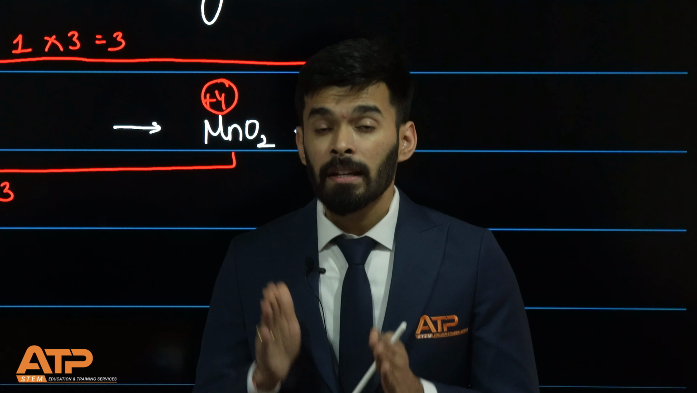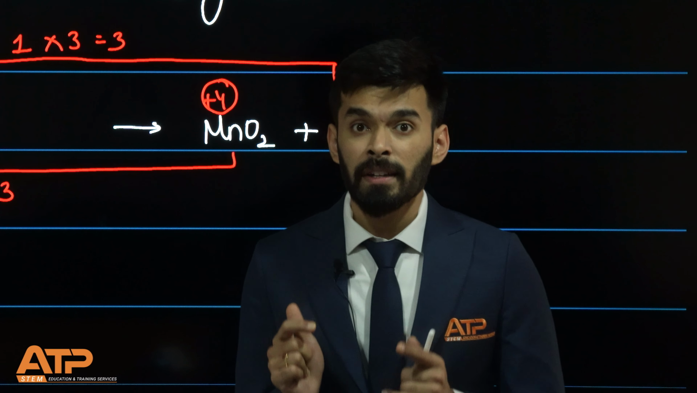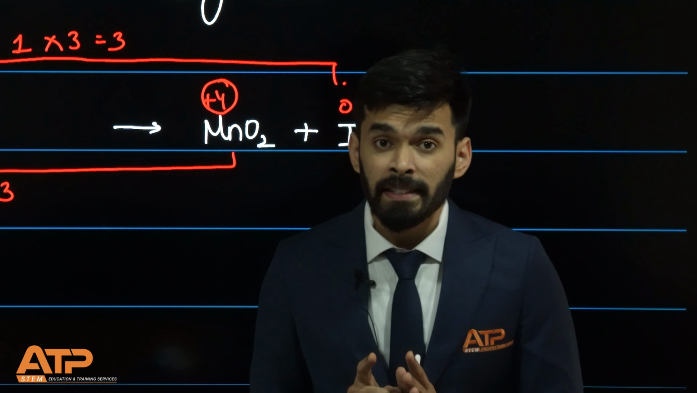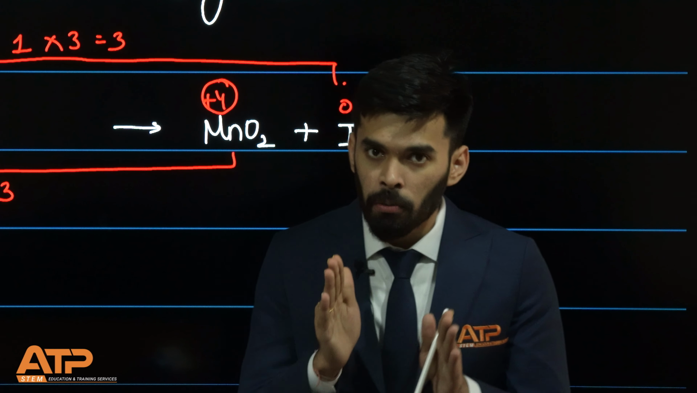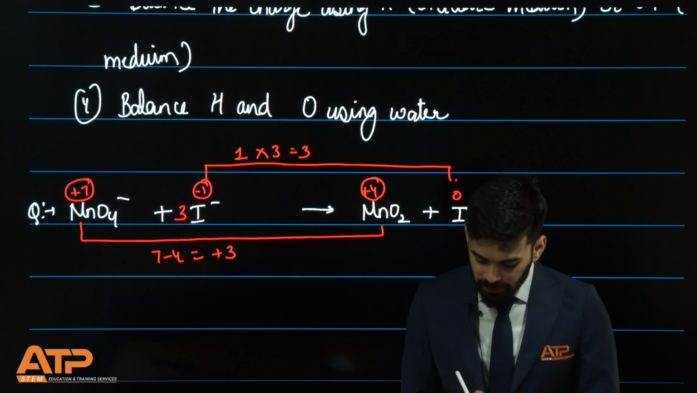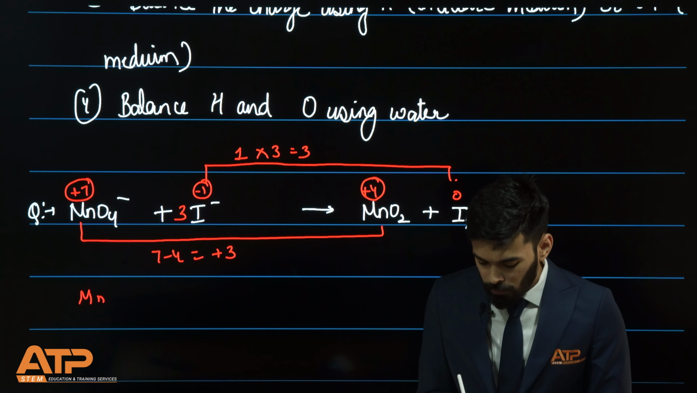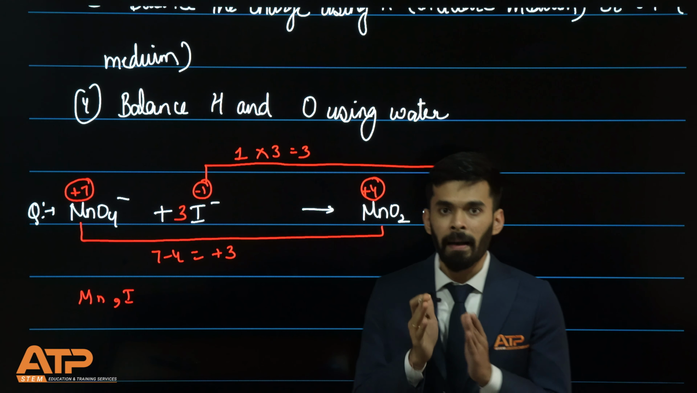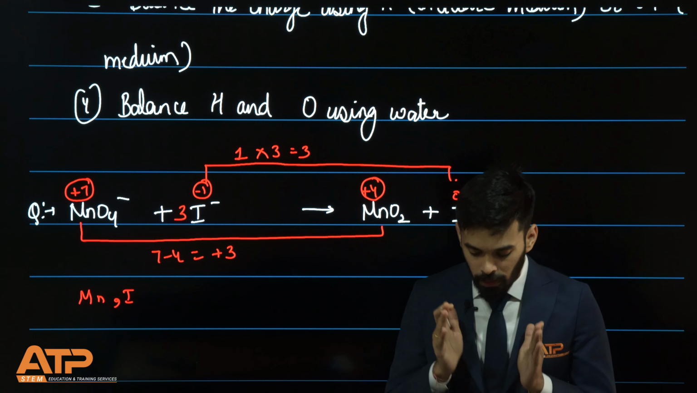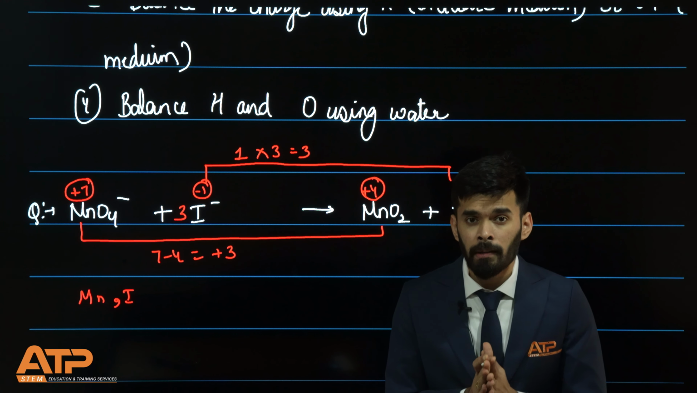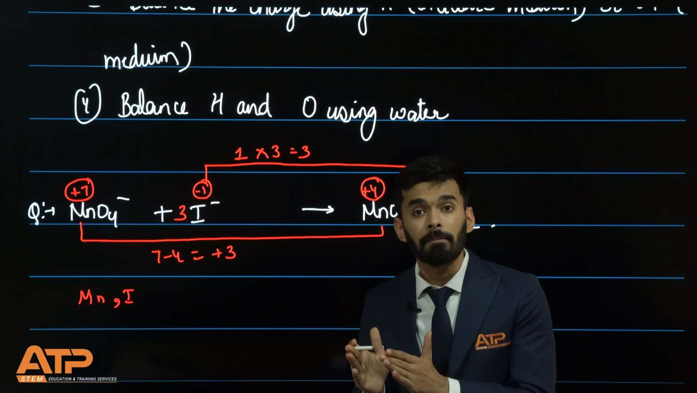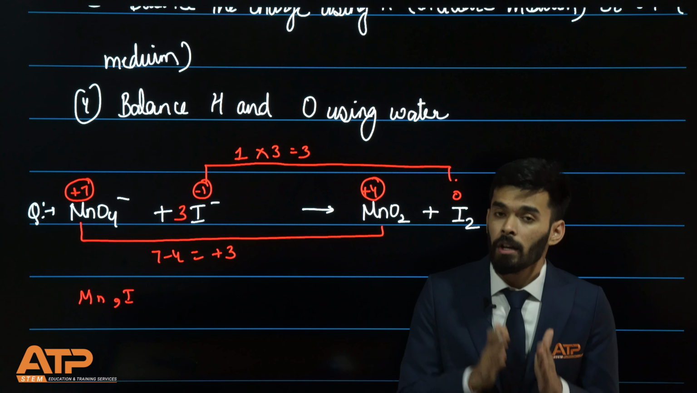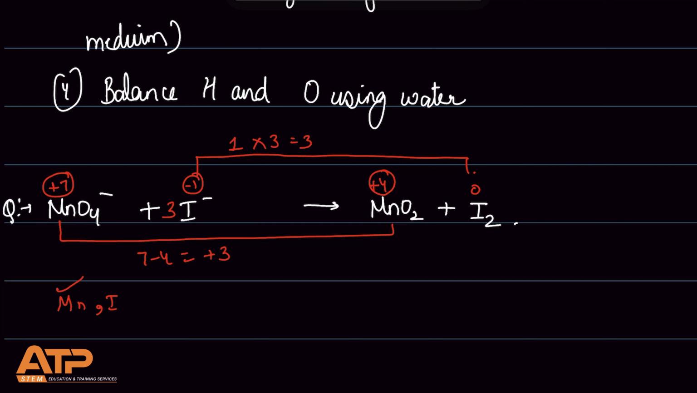The second step is to balance those atoms whose oxidation state is changing. So oxidation state of manganese and iodine is changing. So we need to balance these 2 atoms. Let's write down manganese and iodine so that we remember, and now let's balance manganese and iodine atoms. Fortunately, manganese is already balanced as there is 1 manganese atom on the reactant side and 1 manganese atom on the product side. So manganese is already balanced. Let's try to balance iodine.